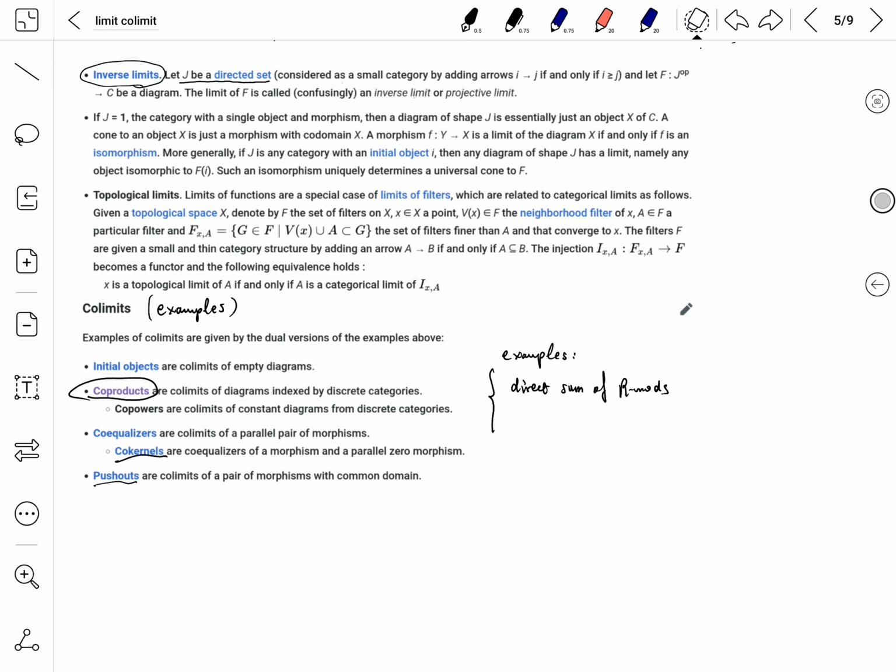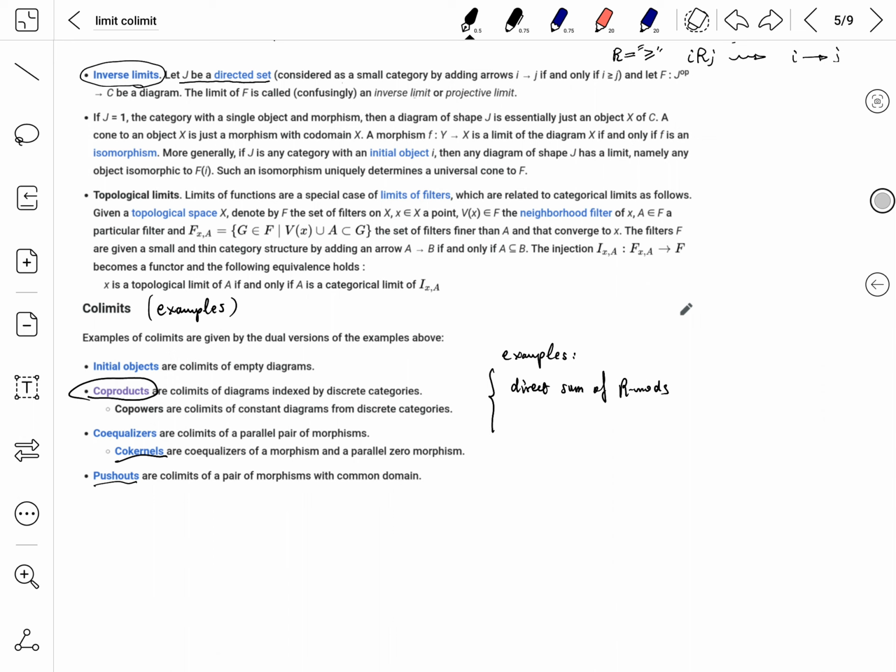And morphisms are, for any given i, j, because the objects form a set which is a directed set, which means this is a preorder. So there is a relation between i, j for any i bigger or equal than j, which means if you define this R to be the bigger or equal symbol, then any i has a relation with j. The morphism is defined to be, or say there is a morphism from i to j.